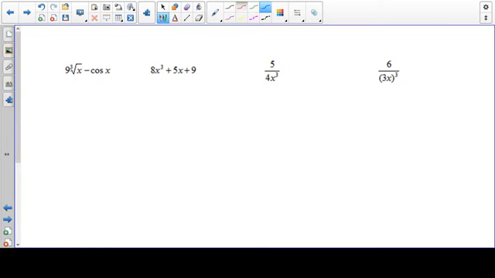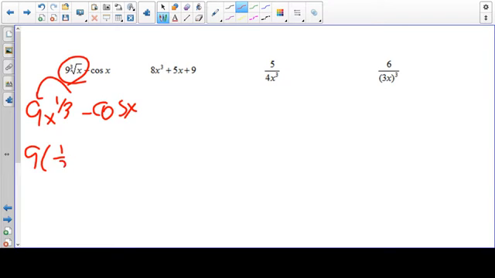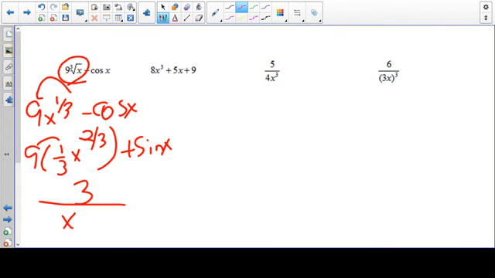Alright, next set. So we have to rewrite this first term. So I have 9x to the 1/3 minus cosine of x. Bring this down, I have 9 times 1/3 x to the negative 2/3. Derivative of cosine is negative sine, so this turns into plus sine, because then I'll have negative, which turns positive. When I'm multiplying in this 9, I'm going to have 9 on top, so 9 divided by 3 gives me 3. X to the negative 2/3 plus sine.